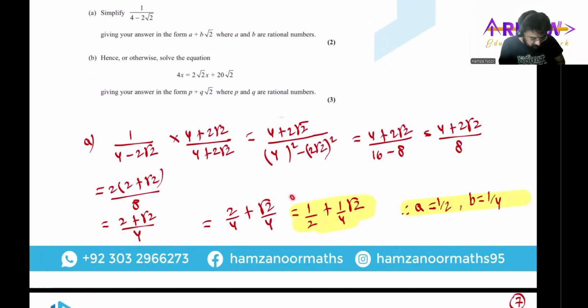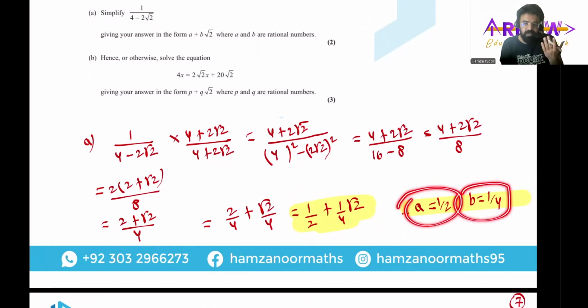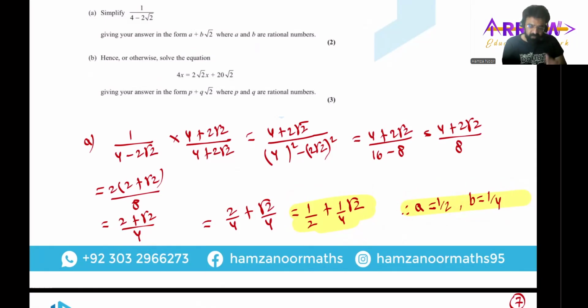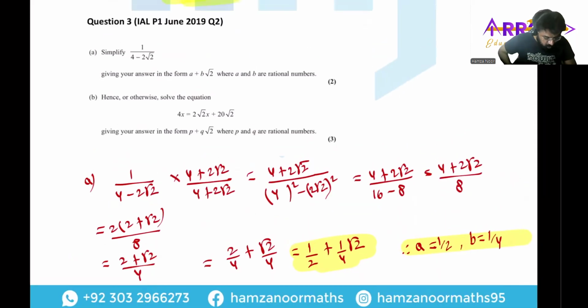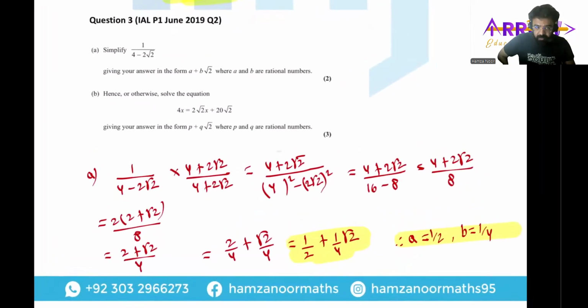We have expressed our answer in the form of a plus b root 2. So here your answer is complete because you have achieved the required form. However, stating the value of a and b is not a compulsion. So that's completely fine if you don't state the value of a and b in this case. You just need to leave your answer in the form of a plus b root 2. Here, just for the sake of formality, I have mentioned the values of a and b respectively. So I hope you have copied this much working.